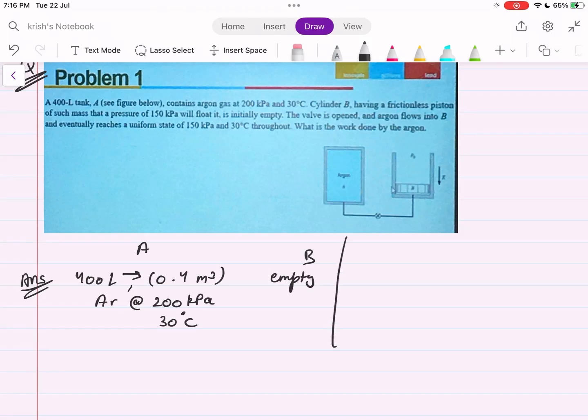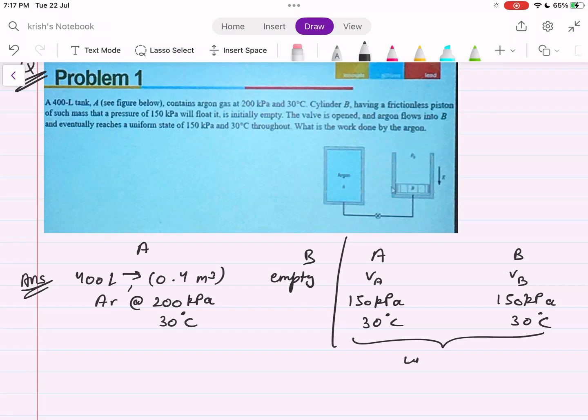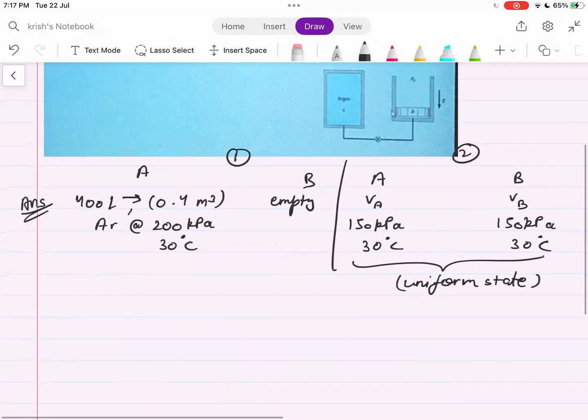Okay. The valve is opened and argon flows into B and eventually reaches a uniform state of 150 kilopascals and 30 degrees Celsius throughout. Okay, so finally we have some volume of gas here and some volume of gas here at 150 kilopascals and 150 kilopascal, 30 degrees Celsius and 30 degrees Celsius. This is the uniform state. State 1, state 2. Right. What is the work done by the argon?